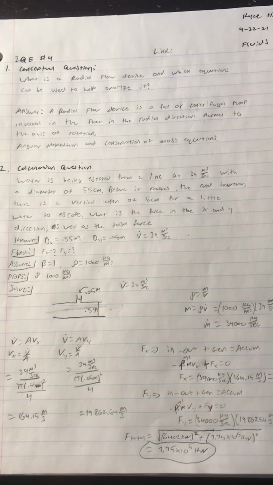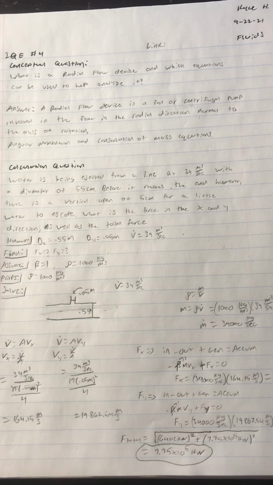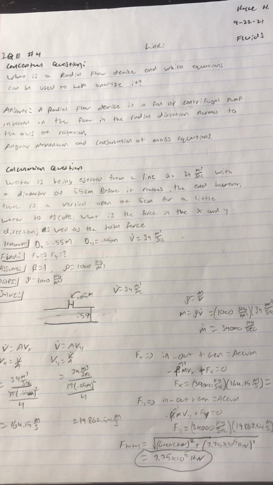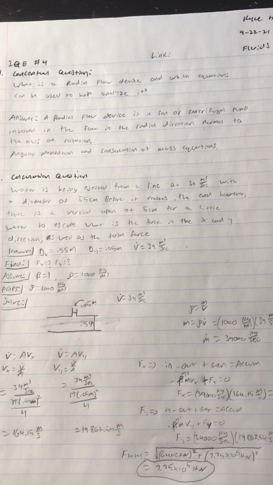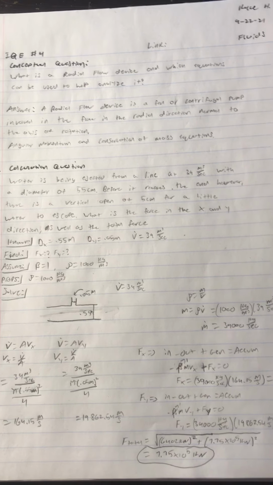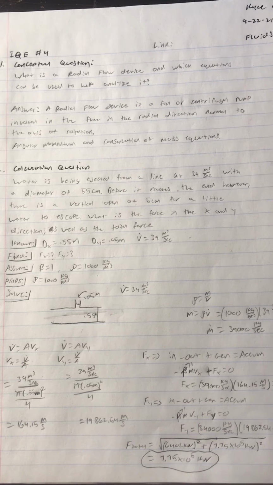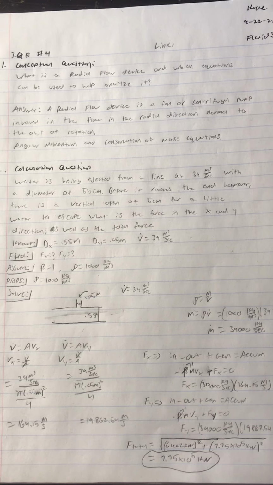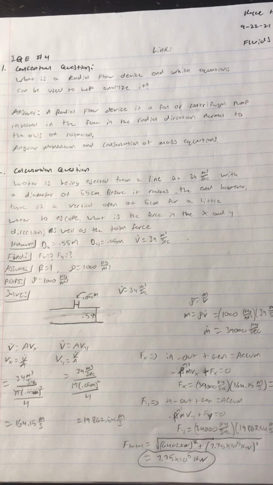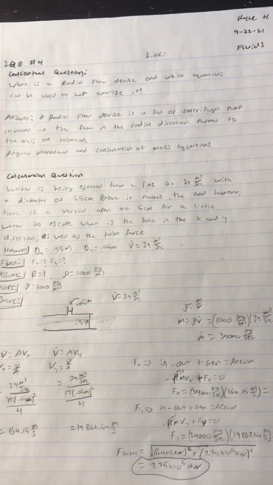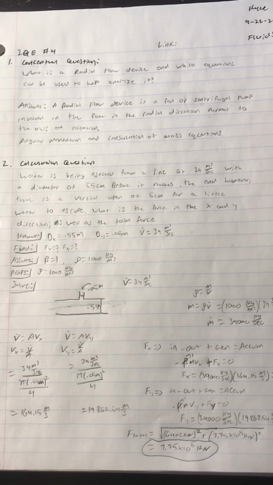Then for the calculation question, it reads: water is being ejected from a line at 39 meters cubed per second with a diameter of 55 centimeters. Before it reaches the end, however, there is a vertical opening of 5 centimeters for water to escape. What is the force in the x and y directions, as well as the total force?